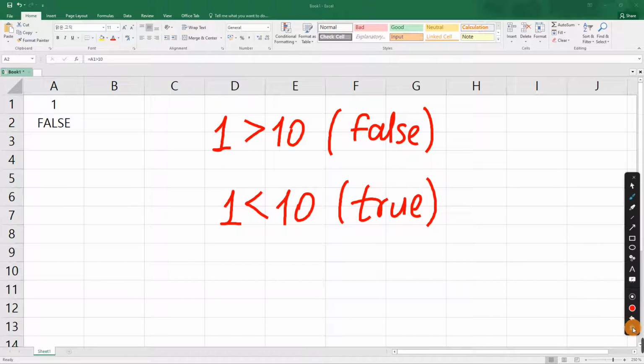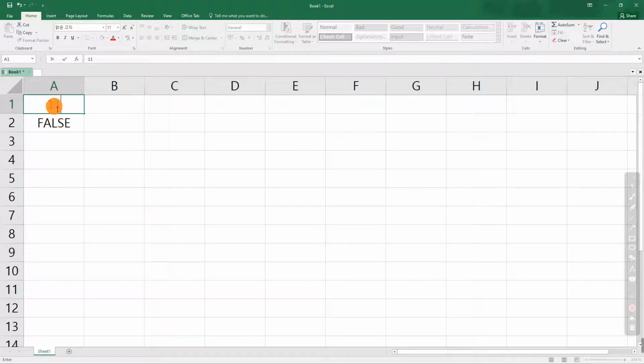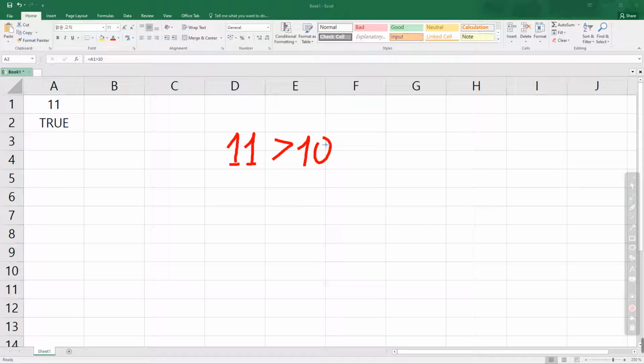So now let's modify the input. Instead of 1, let me use 11, and let's see how actually A2 will change. Okay, so if we have 11 here, then A2 turns true. So we compare 11 with 10, right? So 11 is greater than 10. So this is true, right? We cannot say that this is false. This is a true statement. That's why Excel returns true here.